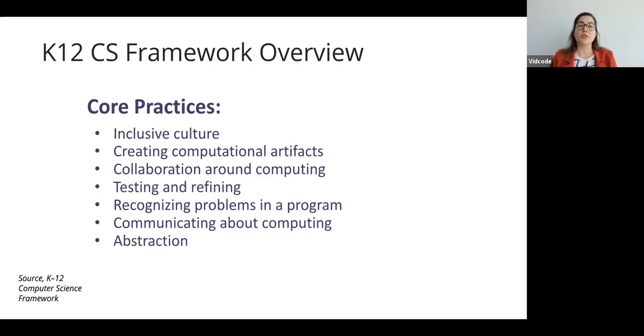And then abstraction is a core practice that we're going to see across a lot of these standards today. Well, not across, but it's a core concept that needs to be established for a student to really understand computer science.